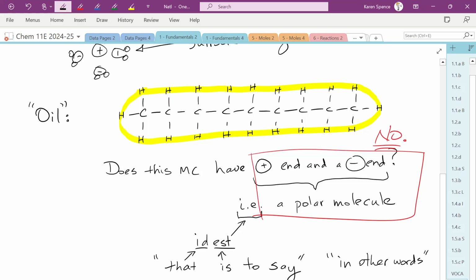Okay, so now instead of writing oil like this, I'm going to write the condensed structure. Did you guys have this in the summer assignment?